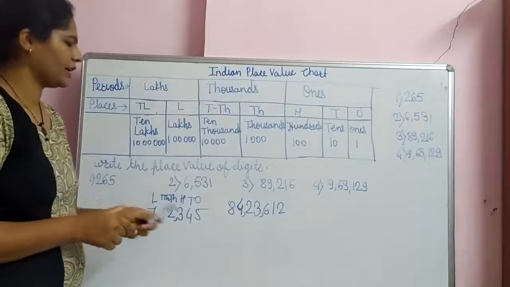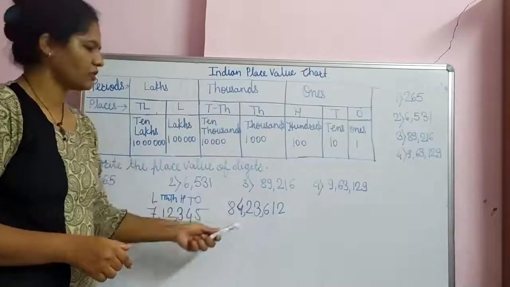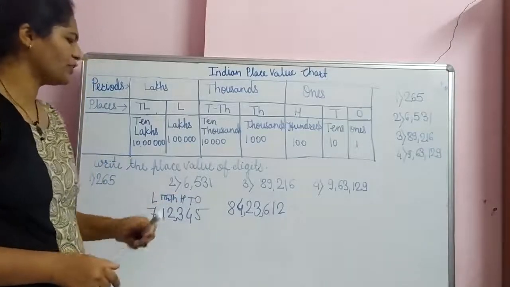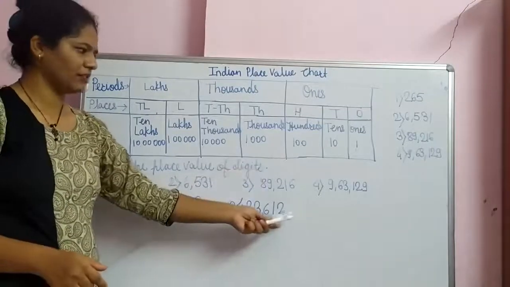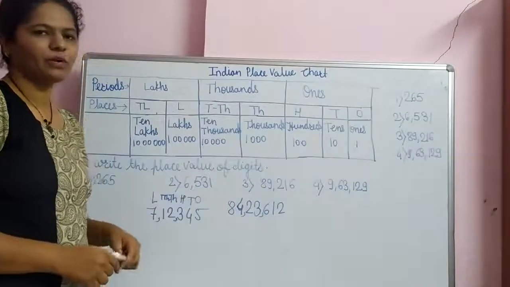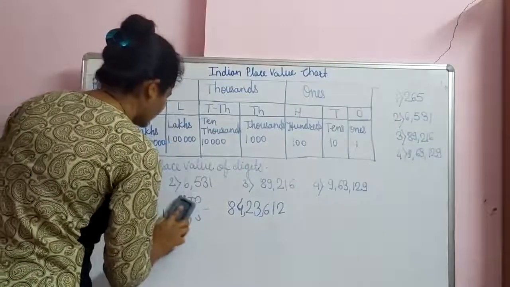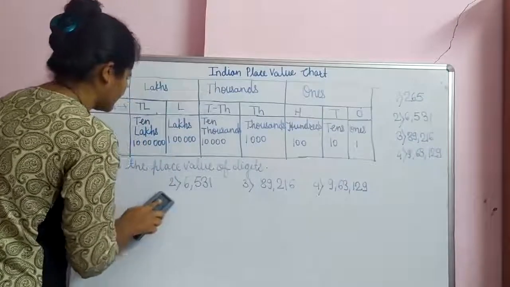So how to read it? 84,23,612. So this one is easy. You can easily read this number. And when we are reading a number, we start reading from the left side. But when we are grouping the number, that time we start grouping from the right side. So students, I hope you understand this Indian number place value chart.